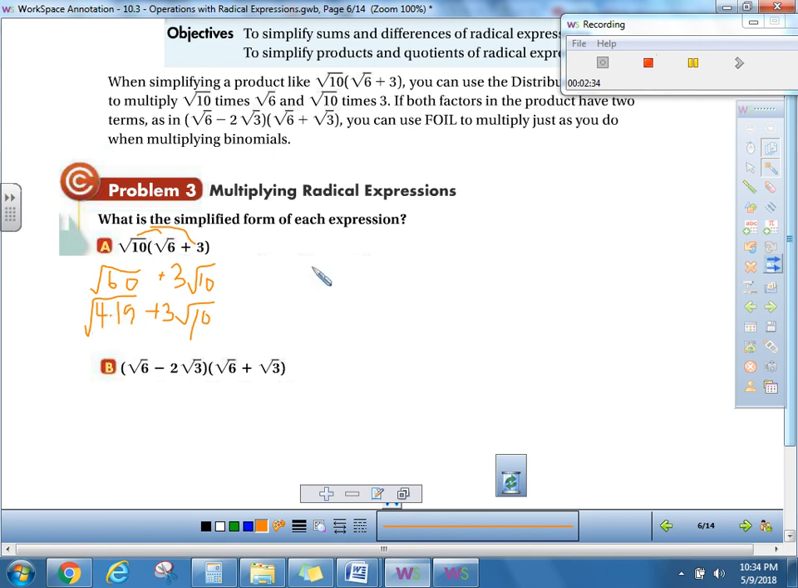The square root of 4, since it's a perfect square, the 2 comes outside the radical, times the square root of 15 plus 3 times the square root of 10. Alright, if these were both like radicals, the square root of 10, the square root of 10, or the square root of 15, the square root of 15, I could add them together, but they're not. This is the square root of 15, that's the square root of 10. They're both simplified as far as they can go. 10 is just 2 times 5, 15 is 3 times 5, and so that's all we can do here. That's your final answer.